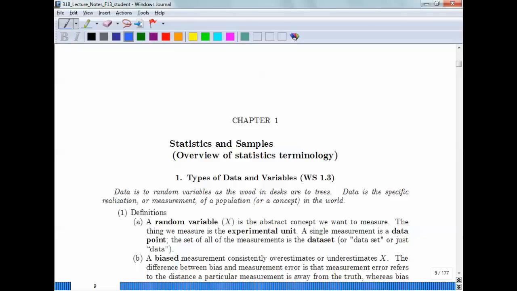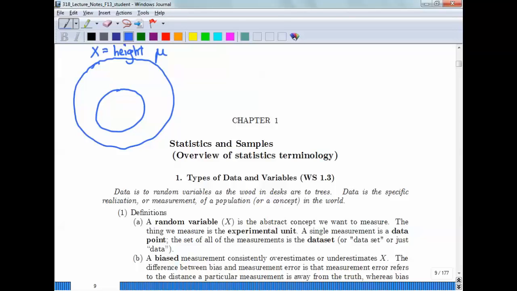Now, as we've said, statistics is the science of data. We're always talking about populations. Let's say we have a random variable x, which is height. This variable x has some unknown mean mu. And what we do is we collect samples out of the total population, which is this big circle here. And we're going to get a sample. And in that sample, we'll collect, let's say, the sample mean to try to estimate the population mean.